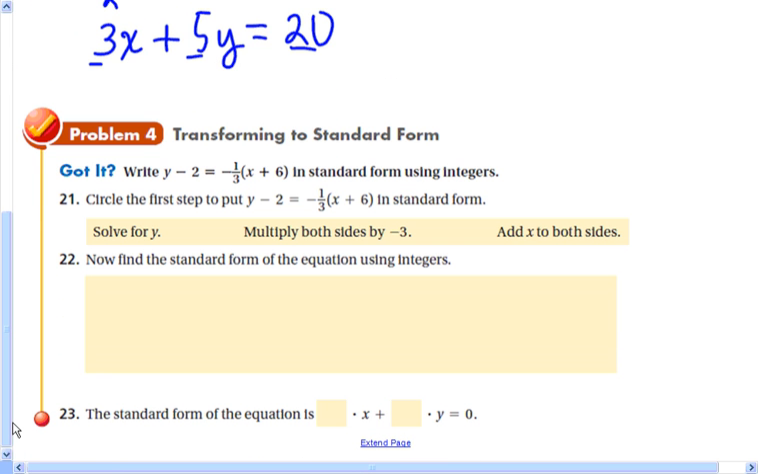So, I'll let you try that. First thing I would do to get this in standard form is try and get rid of that fraction. To do that, multiply both sides by -3. So then we get, multiply by -3.